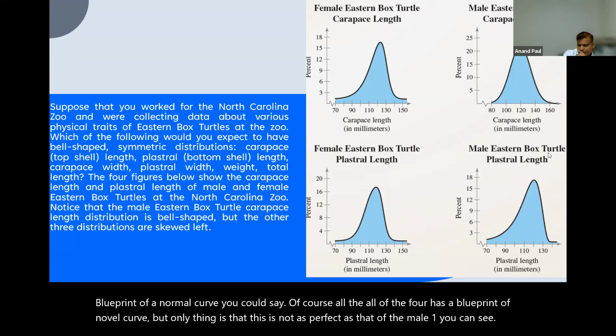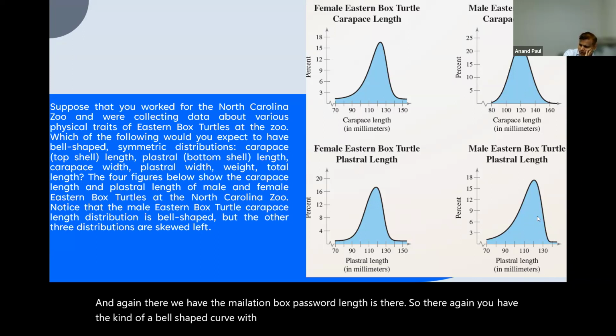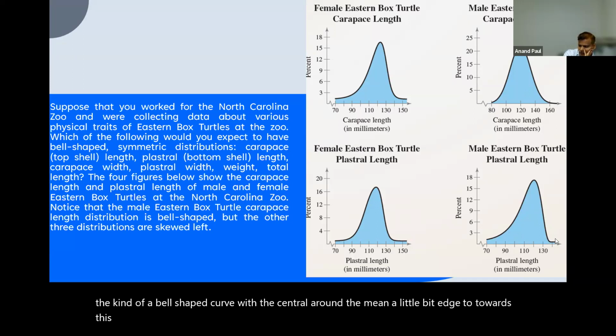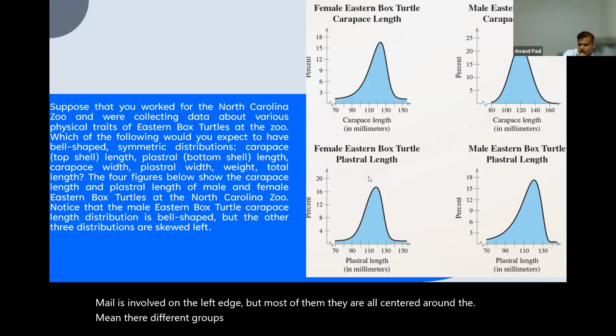And again, there we have the male eastern box turtle shell length. So there again, you have a bell-shaped curve centered around the mean, a little bit edged towards this part, which means very few turtles fall on the right edge. But we still have a certain number of male eastern box turtles on the left edge, but most of them are centered around the mean there. Different groups can have their own normal curve. That's the idea here.